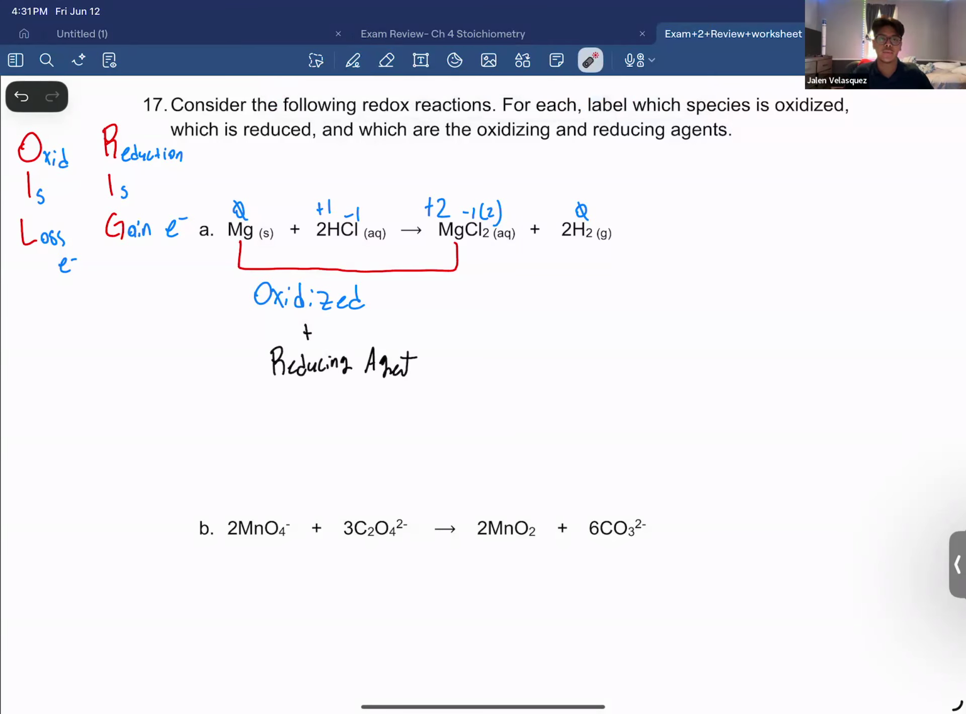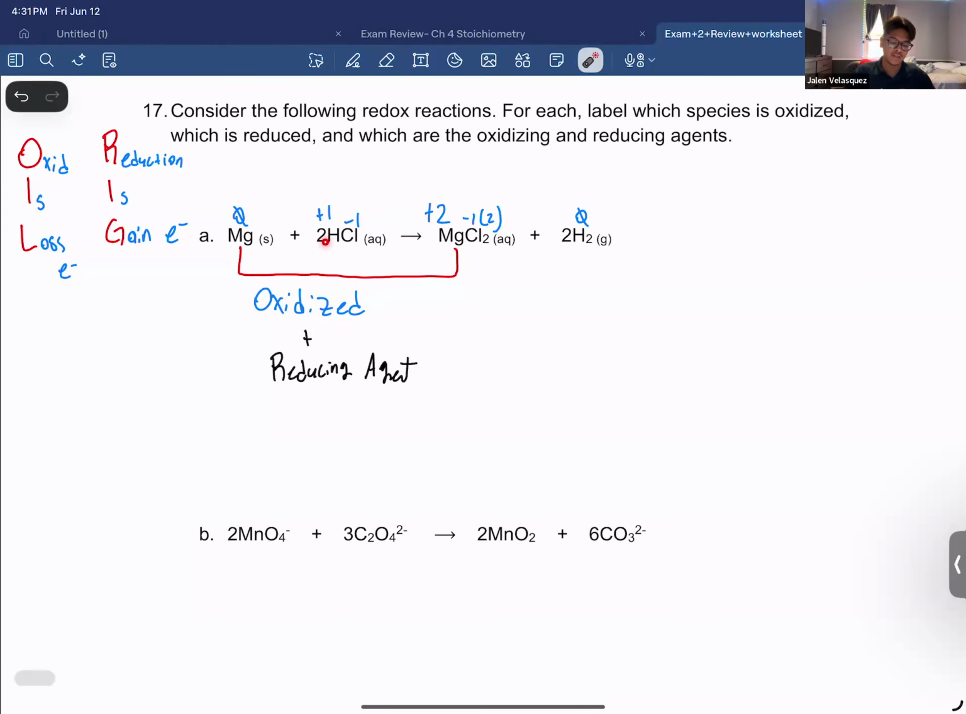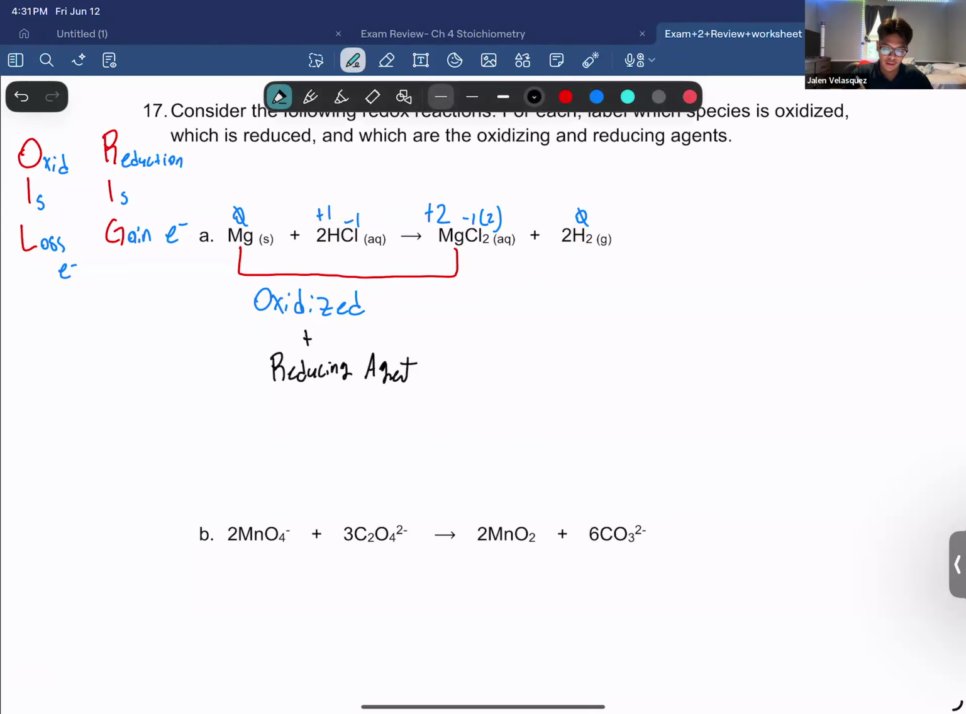So now let's look at what else we can compare. Let's look at the hydrogen. Hydrogen in HCl goes from +1 to 0 in H2 on the product side, right? Going from a +1 to 0 is getting more negative. So if we're getting more negative, it makes sense that we are gaining electrons, and we know that the gain of electrons is called reduction. So hydrochloric acid is reduced. That also will make it the oxidizing agent.